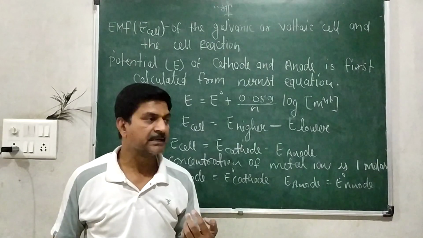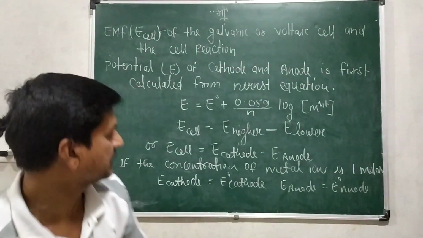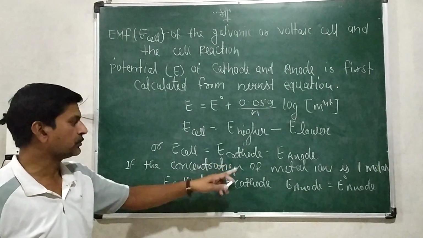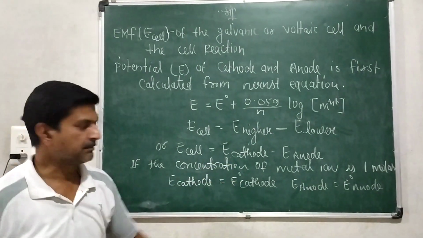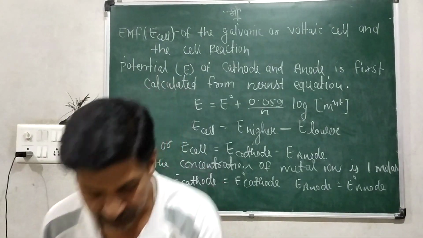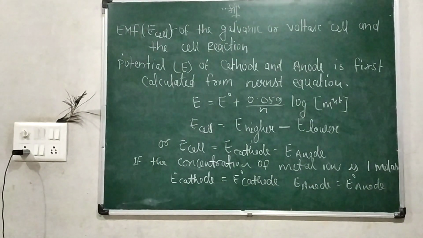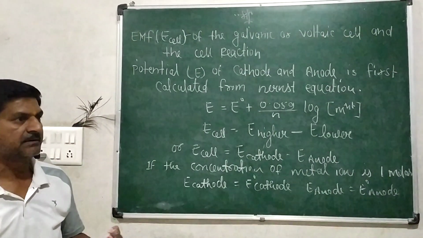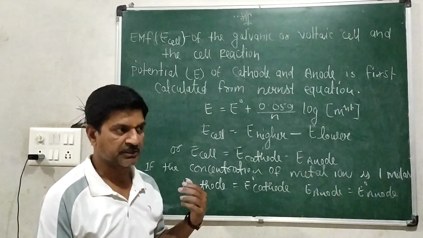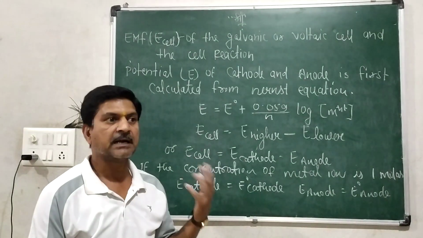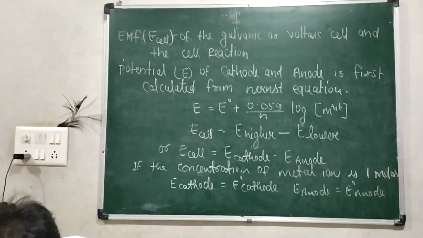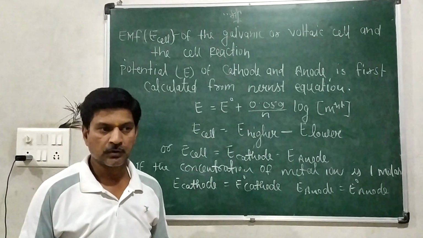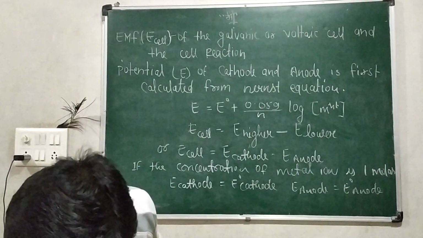Then easily we will write the cell reaction. When we put the values for the cathode and anode, in place of E cathode we will write E naught cathode, and in place of E anode we will write E naught anode. We will write it in this way. All the potentials will be taken as reduction potentials, and their value is always positive because it goes from higher to lower.